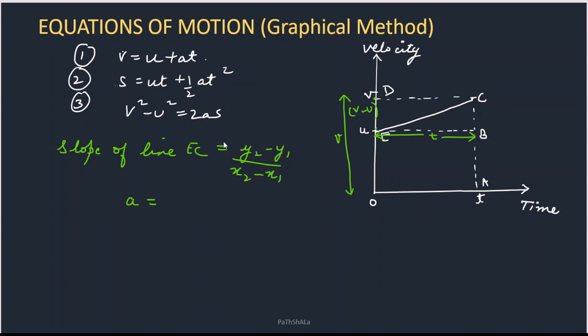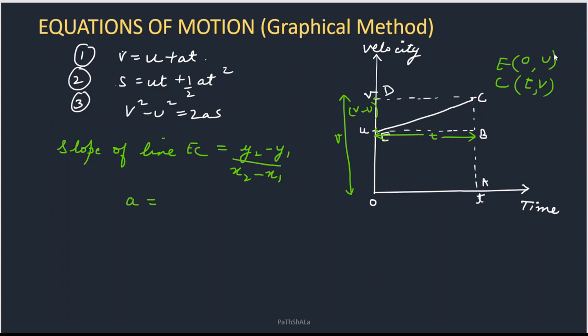Now let's find the coordinates of these points E and C. For point E, what are the x and y coordinates? x is 0 and y is u, so the coordinates are 0 and u. For point C, on the x-axis it's t, and on the y-axis it's v. On x, the coordinate is this complete distance, which is t, and on y it is this complete distance, which is v.